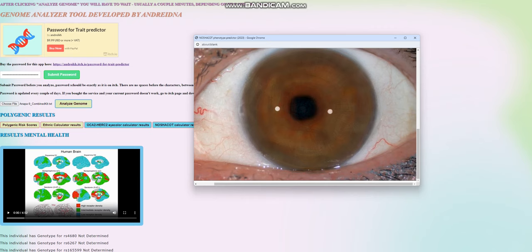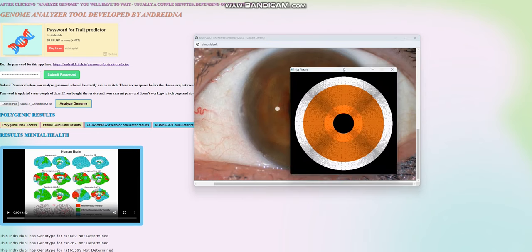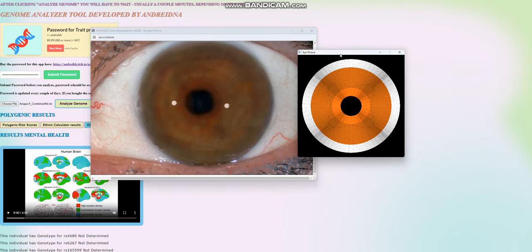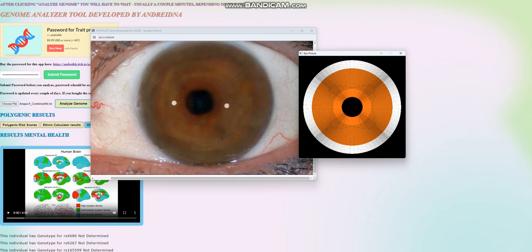And this is the predicted eye color with the web version of NOSHACOT. For the executable version, this is the predicted eye color, so you can compare them. I think the web version looks a little bit nicer, but the difference is the eye color prediction that the web version gives out is not unique. There is a set of pictures that are predetermined, and they're determined by your score, right? Whereas in the case of the executable version, it's unique. No two persons are going to have the same exact eye picture. So I don't know, which one do you like better? Tell me in the comments.